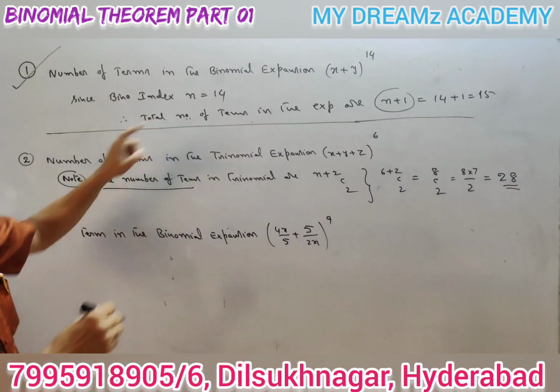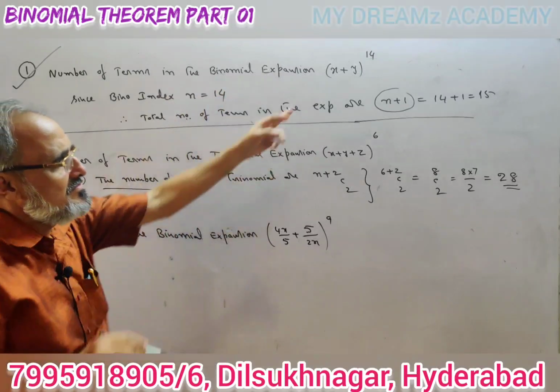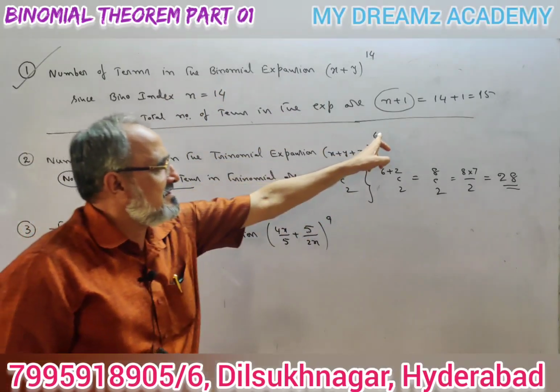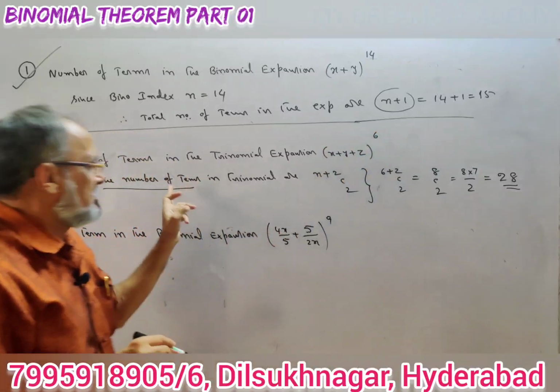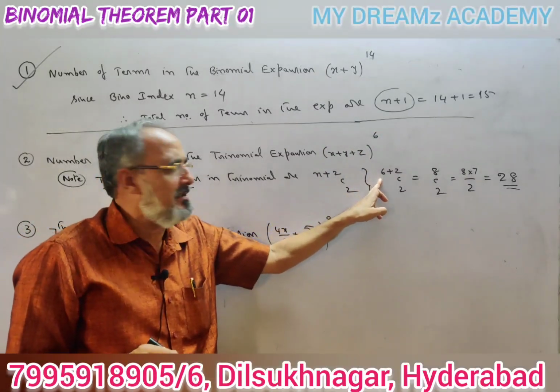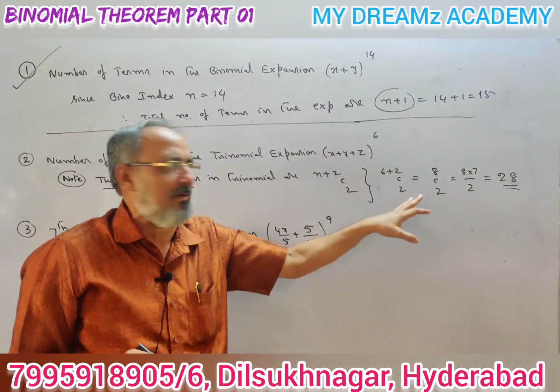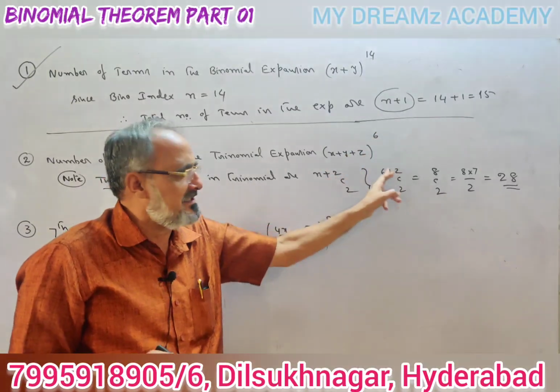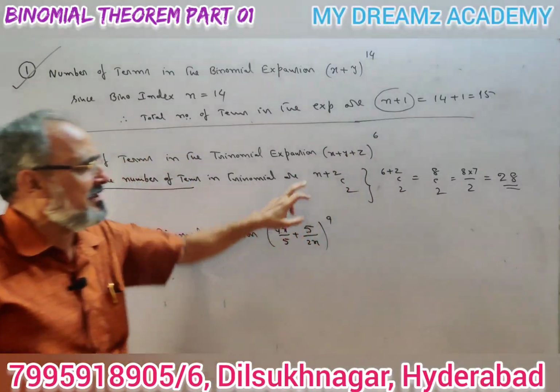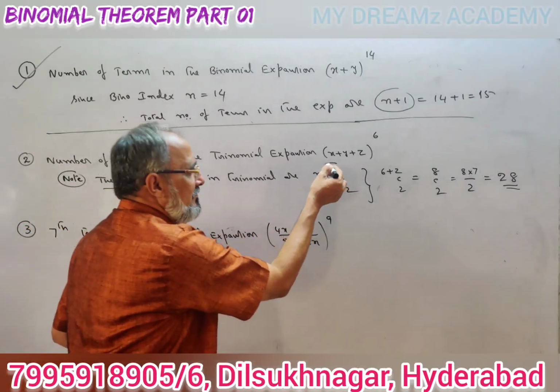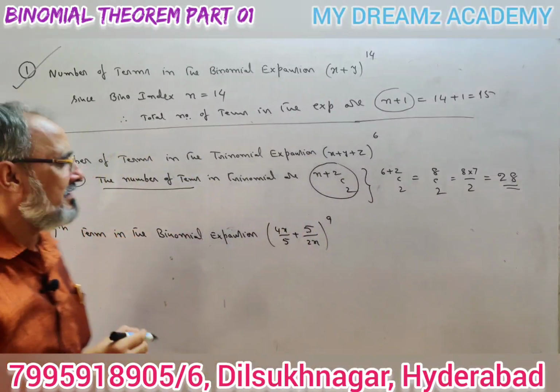In the earlier case, the binomial index is 14, so 14 plus 1. In this one, the index n is equal to 6, the binomial index. Therefore, 6 plus 2 C2, that is the formula. Suppose it is 16, then 16 plus 2 C2, like that it comes. Remember, this is the formula to use.